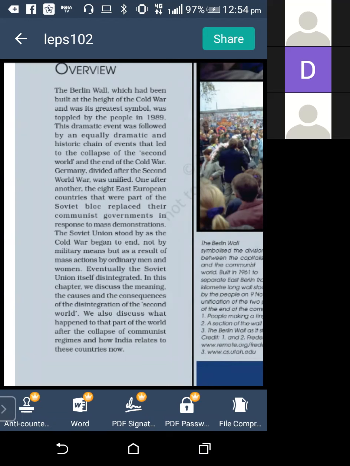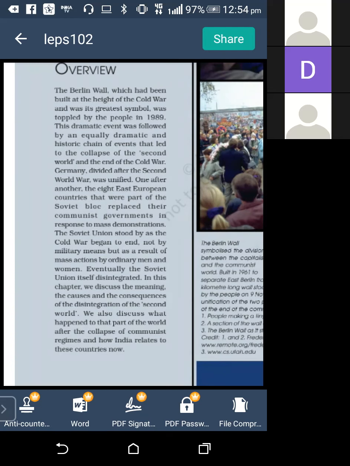Next, after what is the end of the Cold War? No, Cold War started after the end of the Second World War. After that, Cold War started, and the Cold War ended after the disintegration of Soviet Union.